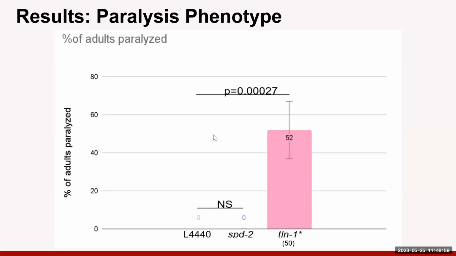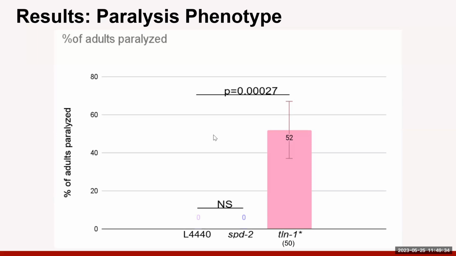We had our L4440, which is our negative control. And as you can see, there were, as predicted, no paralyzed worms. SPD2 was our positive control, but it wasn't positive for paralysis. We'll get to it in a second. So it was also not predicted to give paralysis, and it didn't. And then TLN1 obviously was predicted to give paralysis, and we did get 52% of the worms on average paralyzed. And we ran a t-test and found it significant.